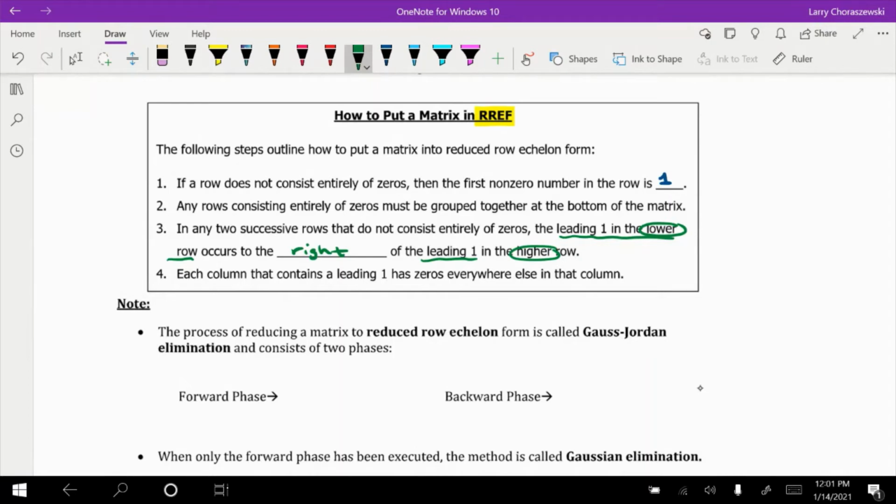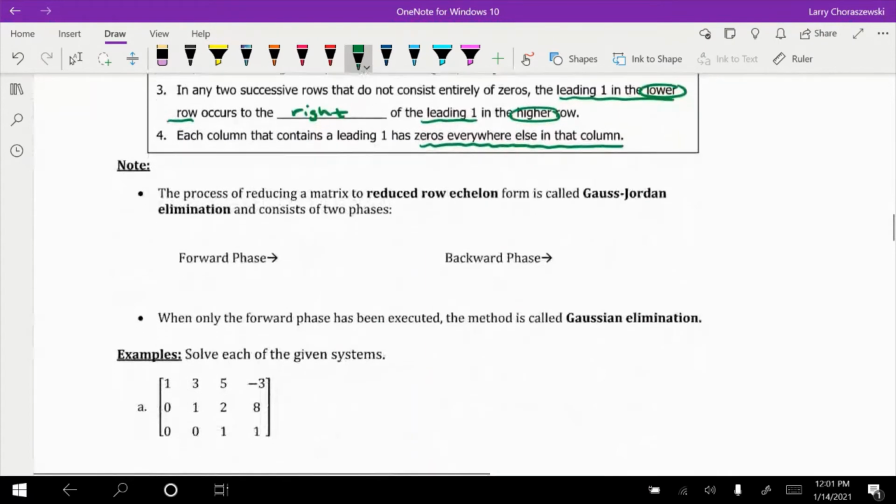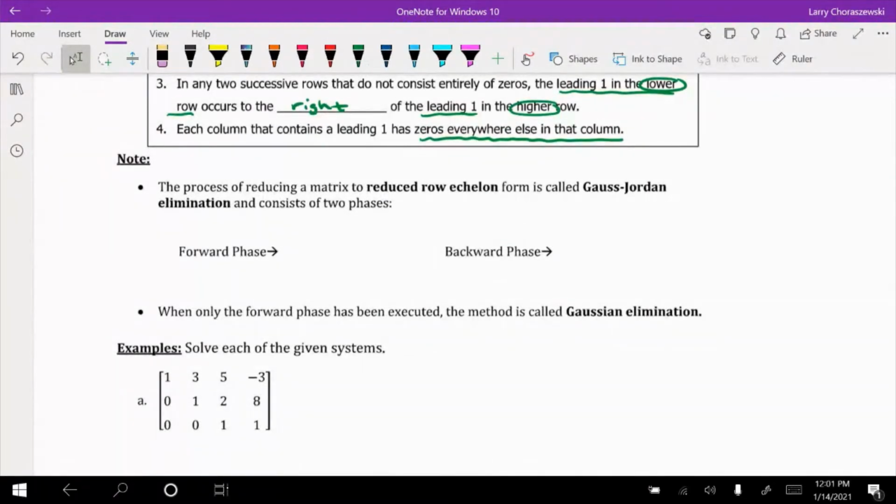Each column that contains a leading one has zeros everywhere else in that column. Okay, so remember this is for RREF. Essentially there are two phases that we take a matrix through when we are putting it into RREF. When we put a matrix in RREF form, we actually along the way put it in REF format.